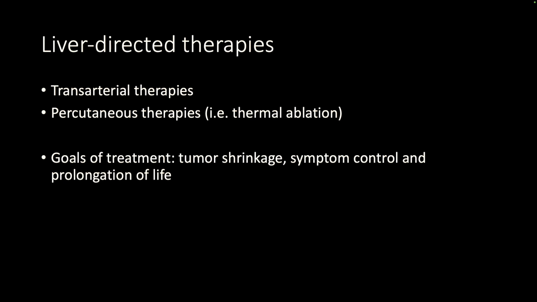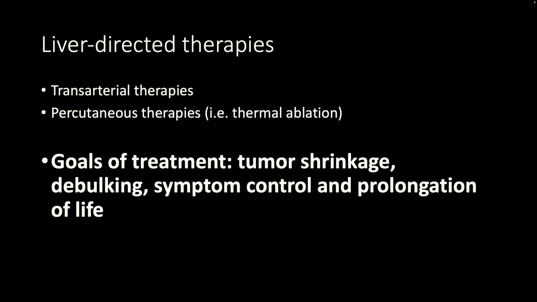So there are 2 different types: transarterial, which means we're going to go through the arteries, and then percutaneous therapies, that is thermal ablation. Okay. Goals of treatment would be tumor shrinkage, symptom control for patients with carcinoid syndrome, prolongation of life.